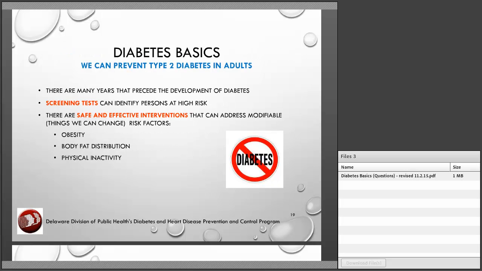We can prevent type 2 diabetes in adults, and there are many, many years that precede the development of diabetes. Screenings can identify someone that's at high risk, and there are safe and effective interventions that can address or make changes to the risk factors. These include obesity, body fat distribution, and physical inactivity.